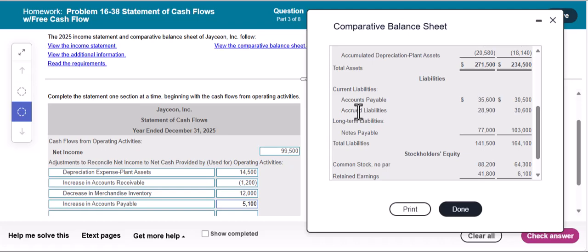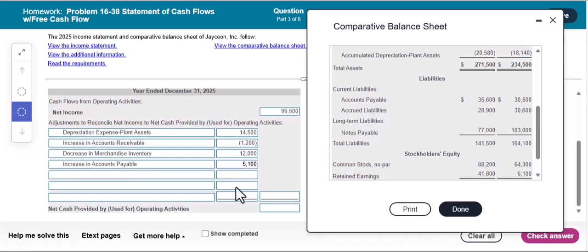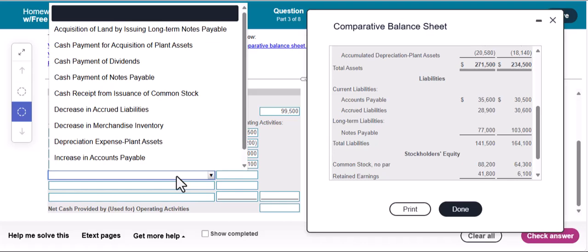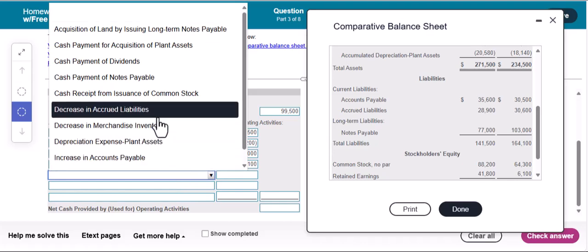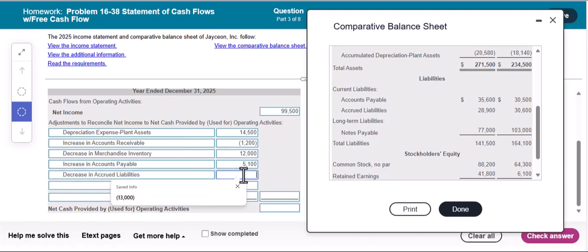And since some of this debt went away, it must have meant that we paid cash. So cash is decreasing by 1,700. So this is again a decrease in accrued liabilities. And then that's going to be a negative 1,700 because again, in order for our liabilities to lessen, in this case here, cash must have come out of our account in order to pay for this.